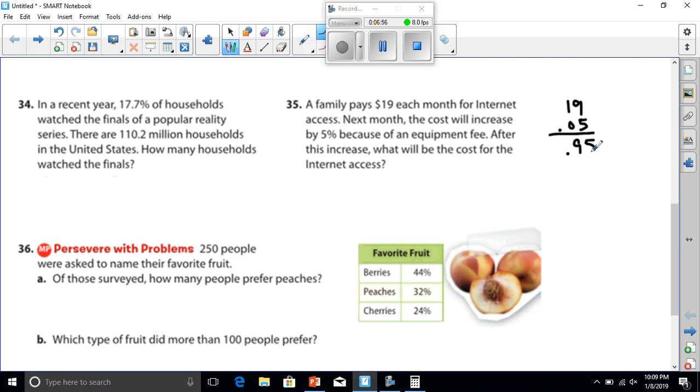Now you might think this is the answer, but remember, this is just going to be the increase, right? It increased by 5%. So this is how much the amount is increasing. We still have to add this to the original amount to find out what the cost will be for the internet access. So we have to add $19 now. As you can see, that's going to be $19.95.